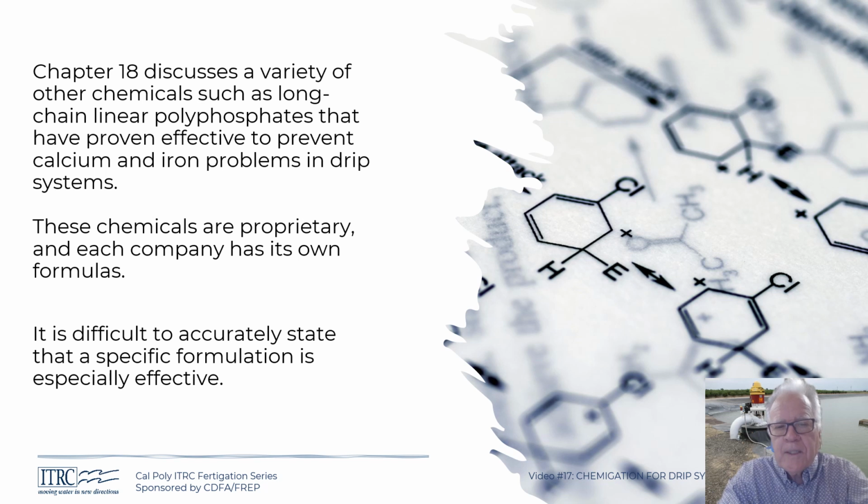Now there's a whole group of chemicals that are sold for problems with minerals like calcium and magnesium precipitation. And some are called long chain linear polyphosphates. Years ago there used to be something called Calgon that people would use, calcium be gone. That's where it came from. And it was a shorter chain linear polyphosphate. If that means anything to you, you can look it up in a book and learn all about it.